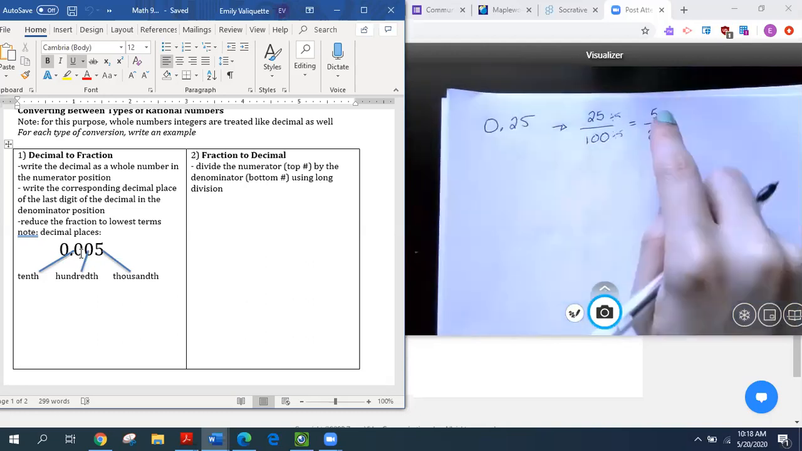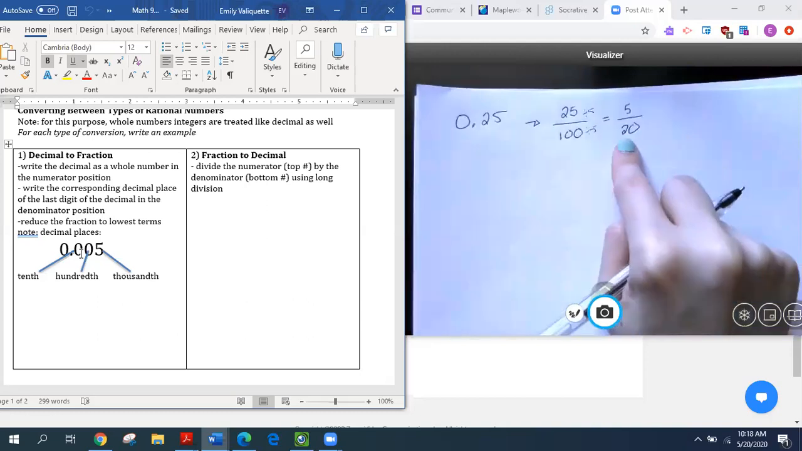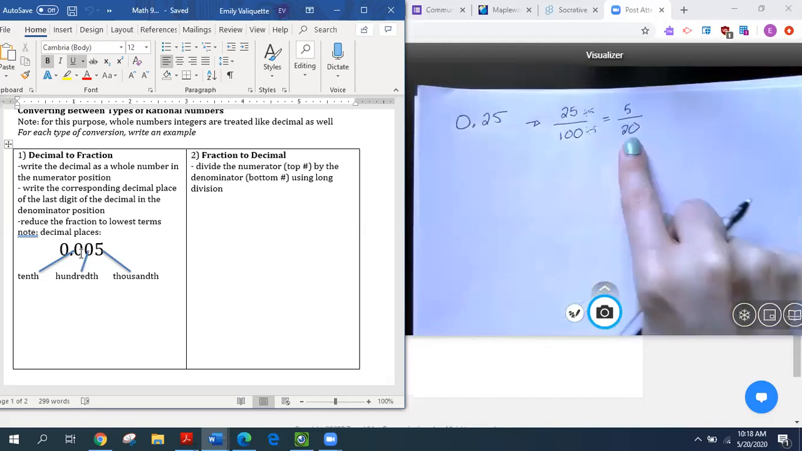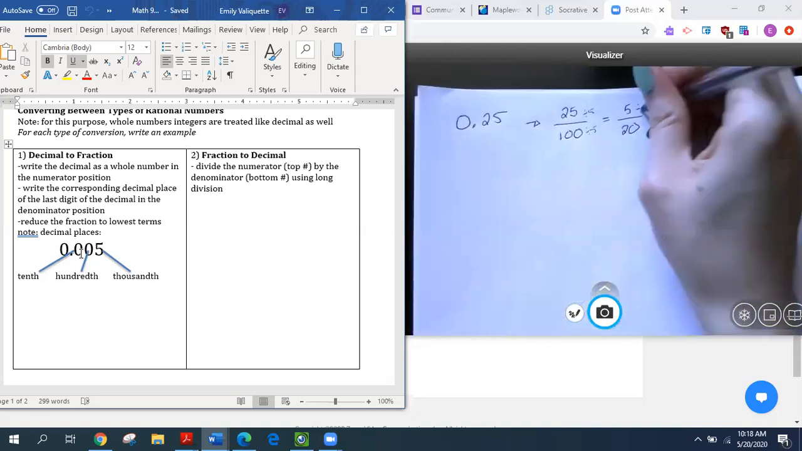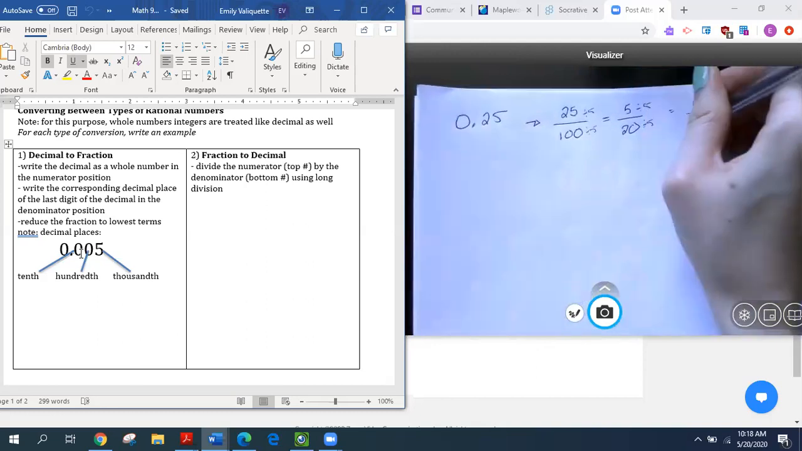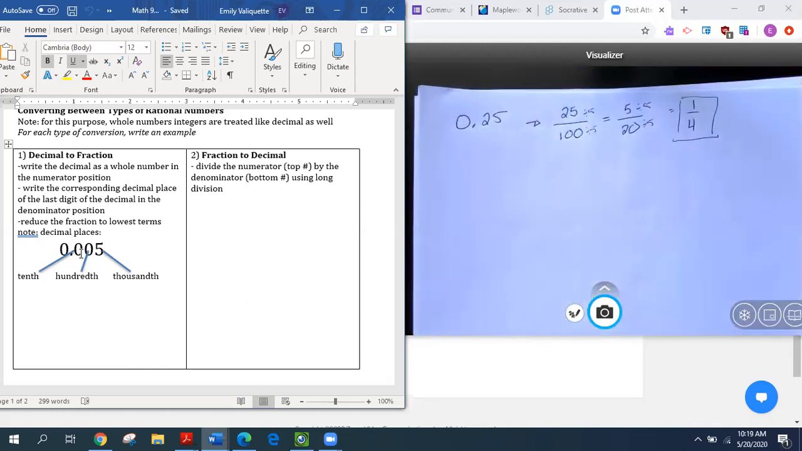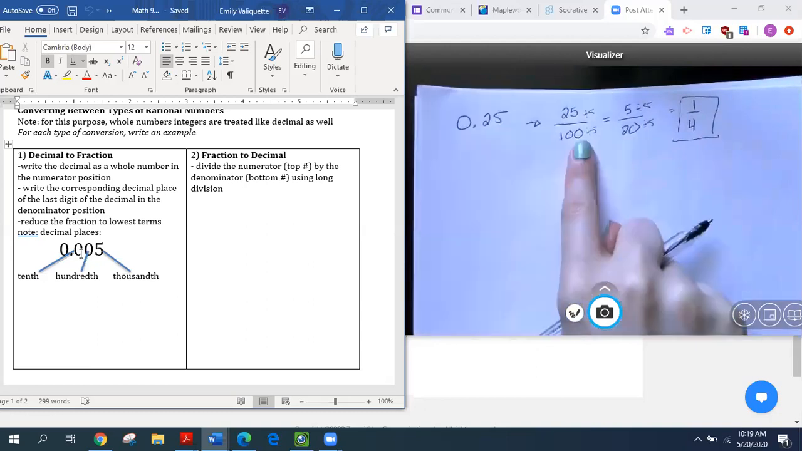And now that we've got a smaller fraction, it might be easier for you to say, oh, I know that 20 is divisible by 5. So now I can divide both of these by 5 again, and that's how we get 1/4. Now, many of you will already know that 0.25 is 1/4. But you might sometimes have more complex decimals than that. So that is how you would use this process.